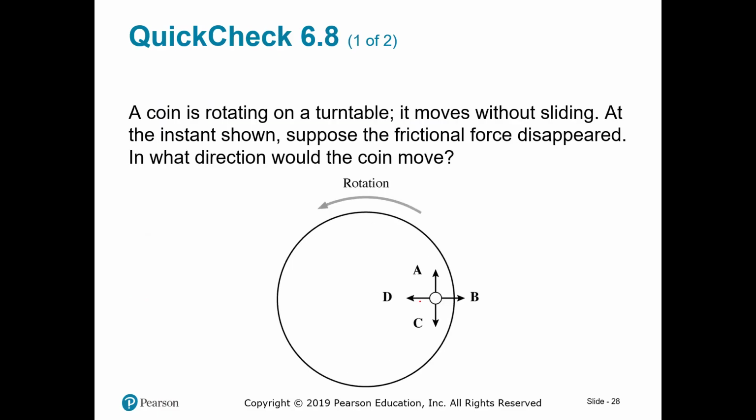And the same thing, if the friction force disappears, then what happens? Again, in order to have a circular motion, you need a net force toward the center of the circle. But that force disappears. So that means you cannot maintain circular motion anymore. So then the coin will simply move along its velocity direction, which is A, right?